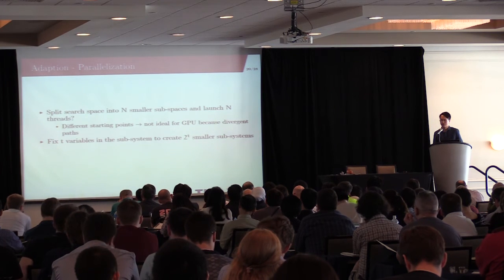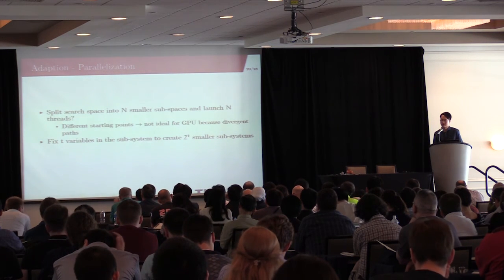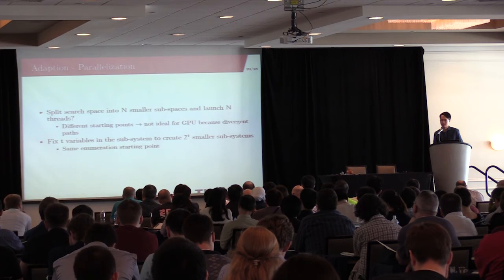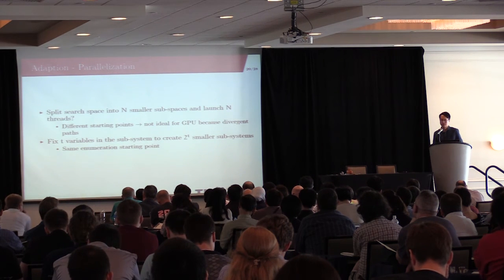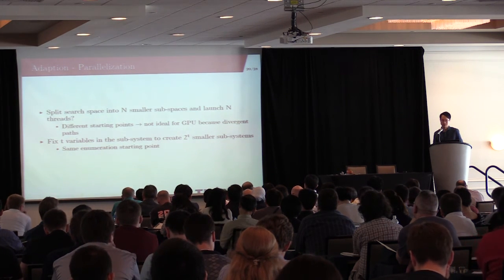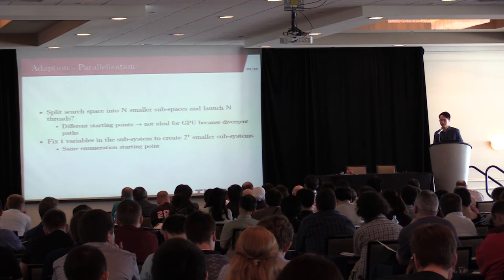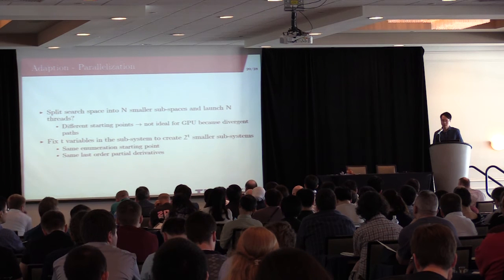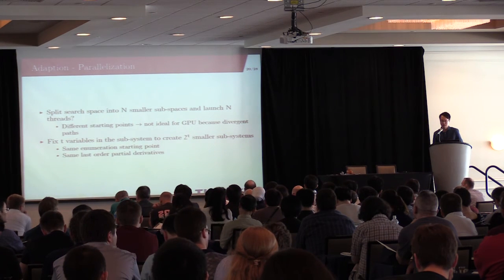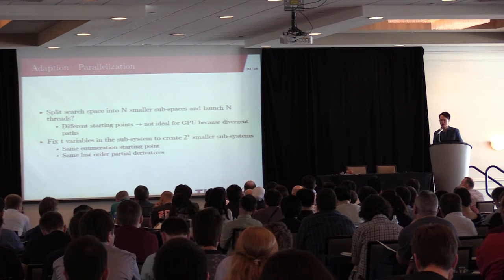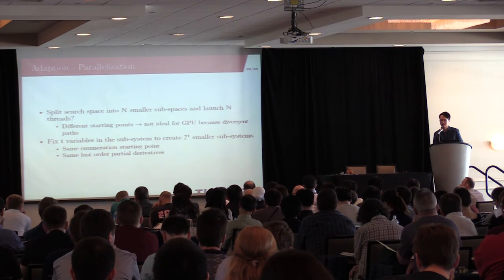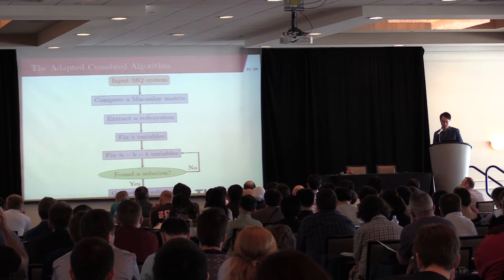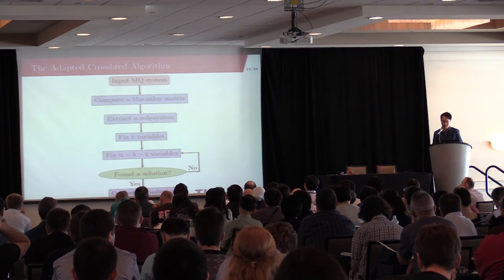For GPU, a better way would be to fix t variables in the system, and you could create 2 to the power of t smaller subsystems. This is better because in this way, the starting enumeration points will be the same for each subsystem. And one should note that the last partial derivative of all those 2 to the power of t subsystems remains the same.